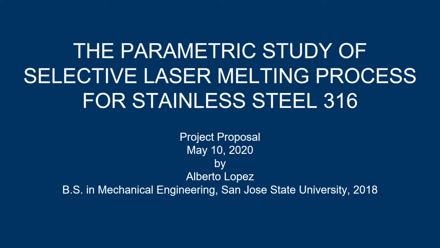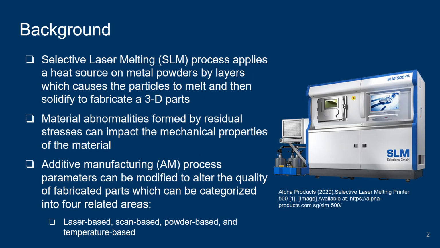My project is the parametric study of selective laser melting process for stainless steel 316. The selective laser melting process utilizes a heat source to melt the metal powder layers to fuse the metal particles. The material is then cooled to solidify, thus creating a solid 3D part. All additive manufacturing processes have parameters that can be modified to alter the quality of the fabricated parts.